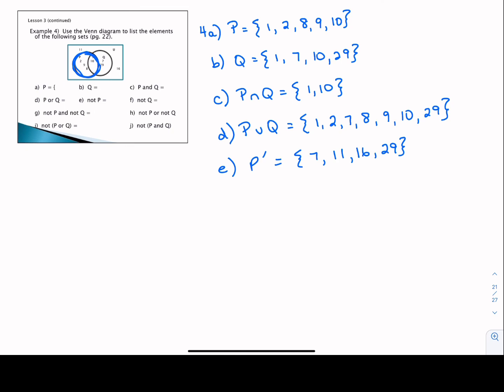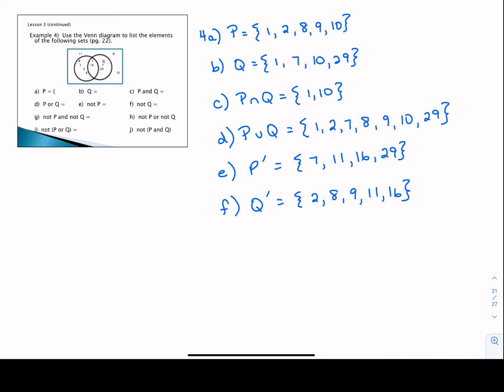Same thing is going to happen for not Q. So not Q means the complement of Q. So I'm going to erase this and just change my diagram a little bit. So if everything inside the circle is part of Q, not Q is everything outside of the circle. So here we've got 2 as an element outside the circle. We have 8, we have 9, we have 11, and we have 16. Again, you can do this using our Venn diagram, or you can do this visually, or not visually. We can inspect the actual sets themselves and get exactly the same answer.